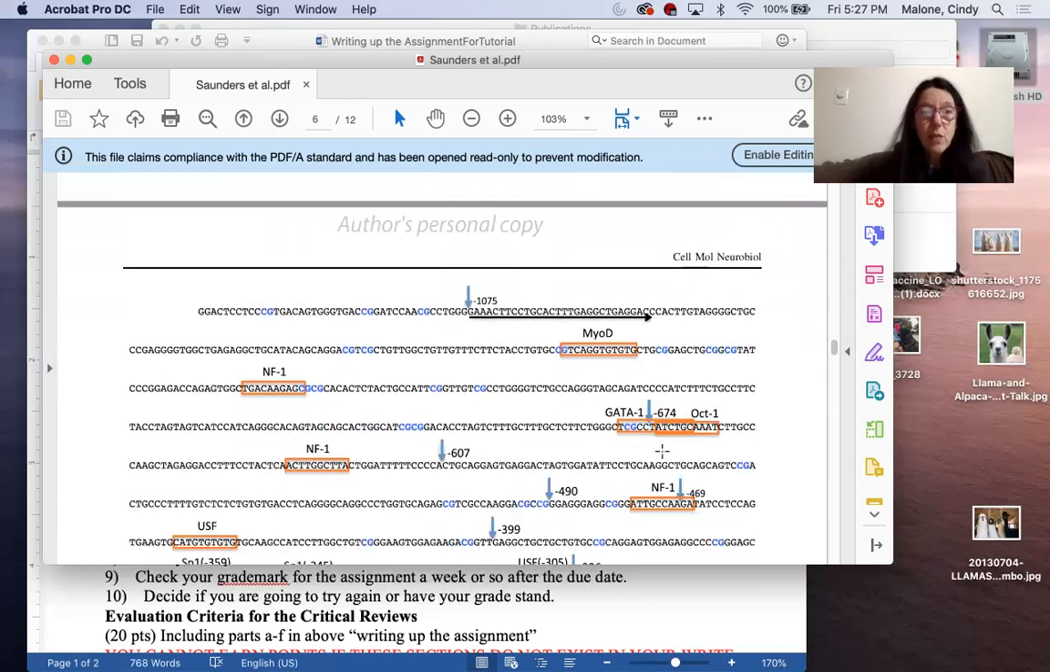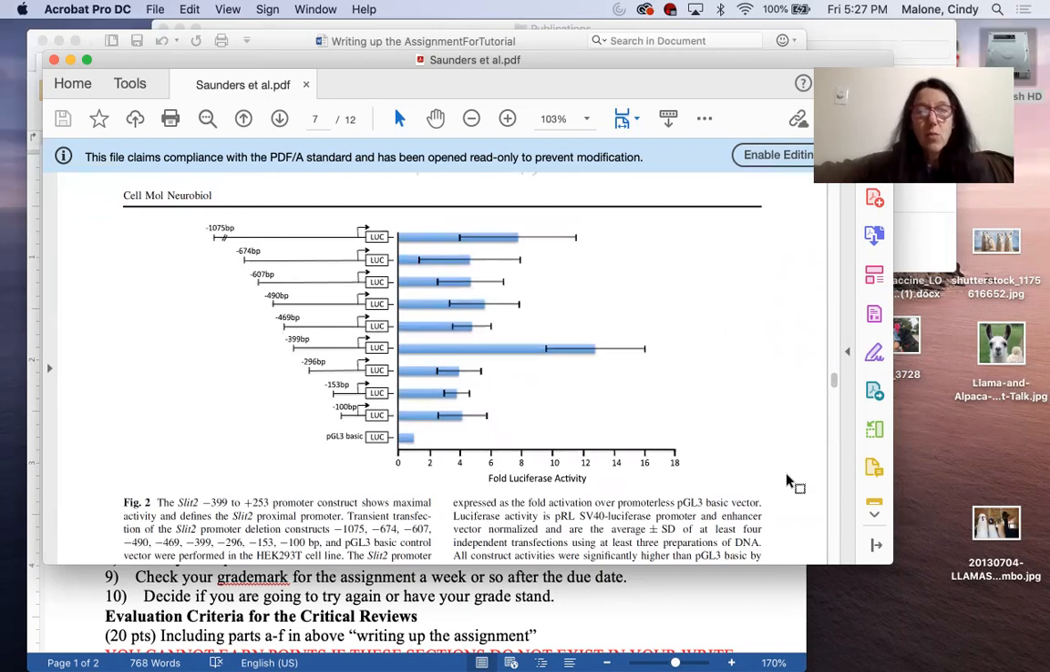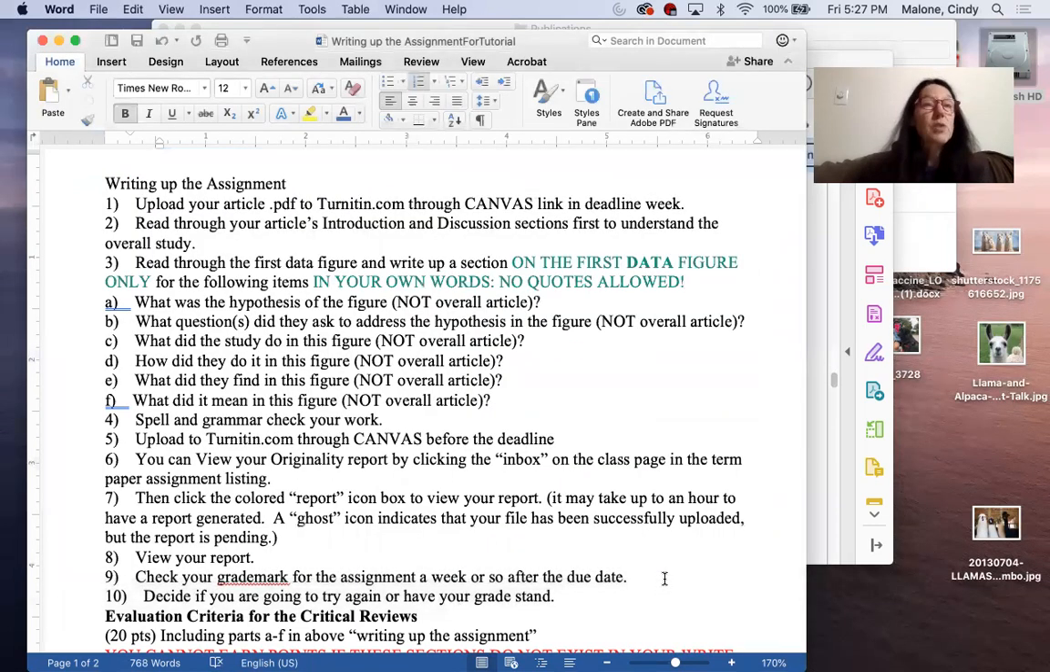So we're going to say we picked figure 2 because this one is a nice bar graph. It's well explained. Everything's labeled. The figure legend looks good. So we're going to go back to our assignment, which remember, this is in the syllabus and it should also be copy and pasted into the actual assignment upload thing. All right, first data figure, in our own words, what's the hypothesis of the figure?